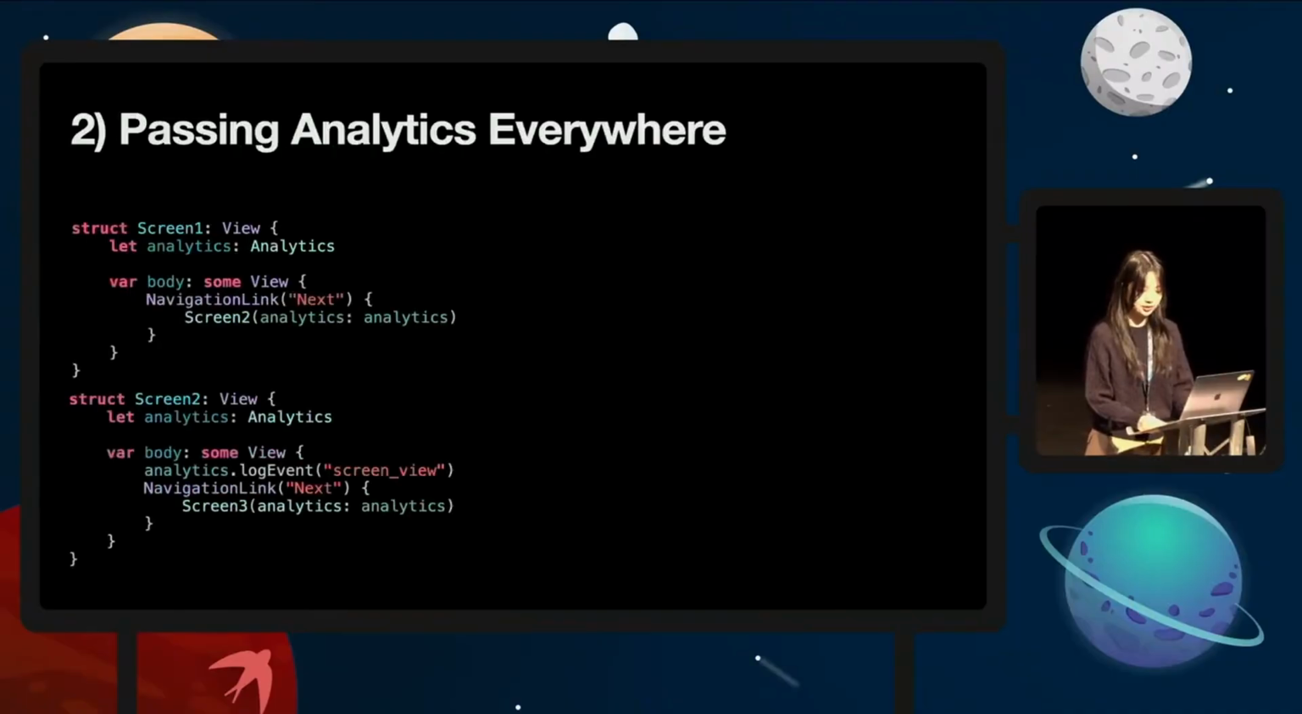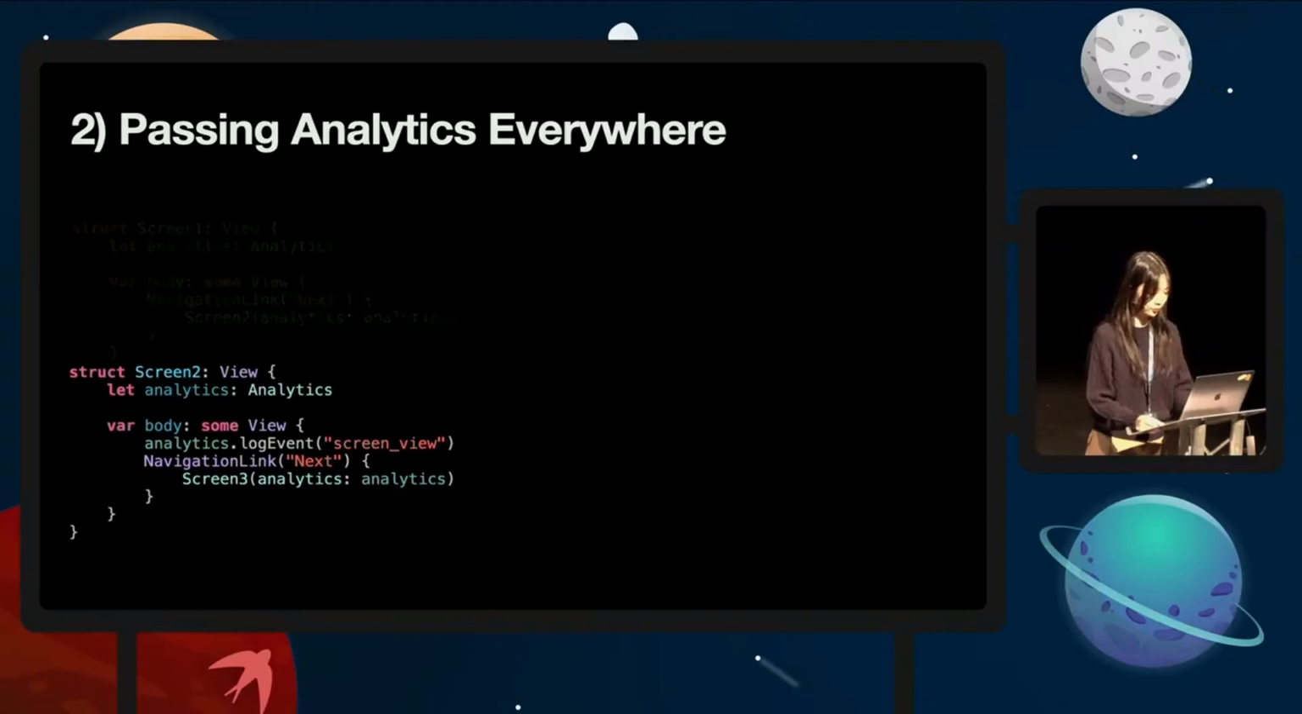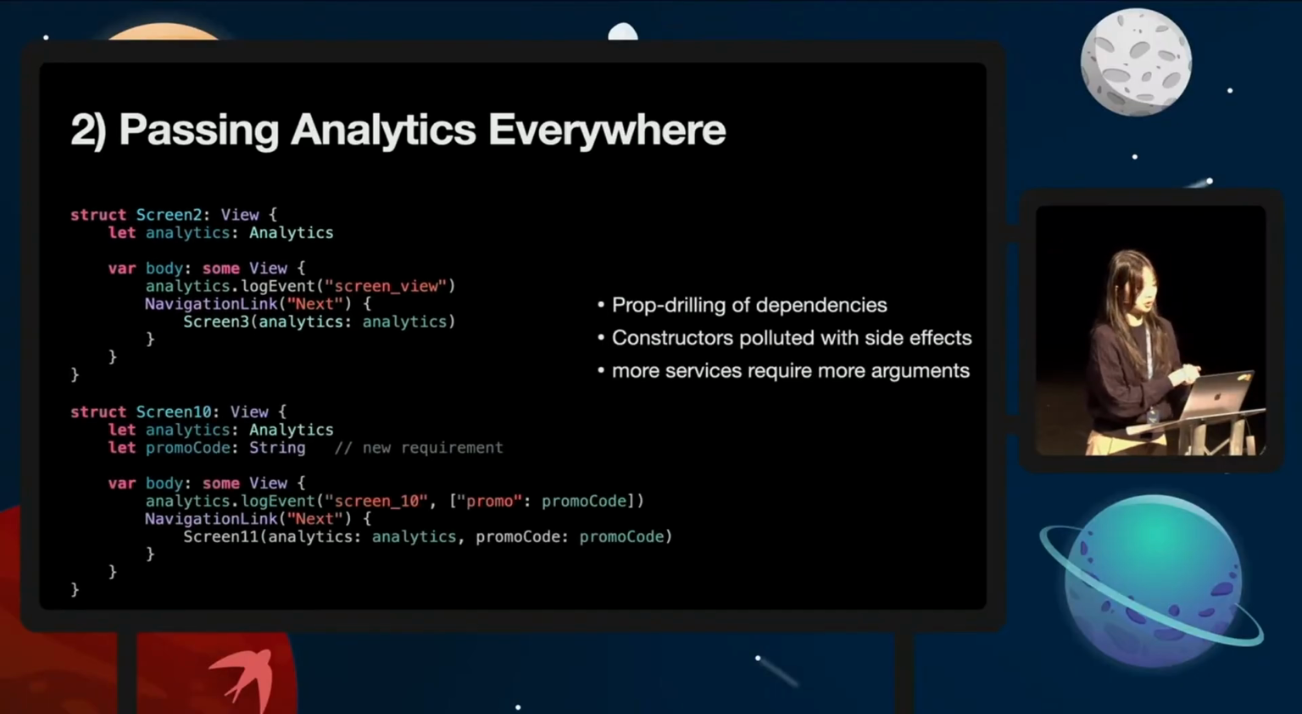Another common approach is passing the analytics instance everywhere. It feels systematic at first, but imagine screen 1 captures a piece of data and suddenly screen 100 needs it too. Now 98 screens in between are forced to carry parameters they don't care about. And the structure collapses under the weight of irrelevant arguments. One new piece of data forces updates to every downstream screen's initializer. So prop drilling explodes and maintainability dies.